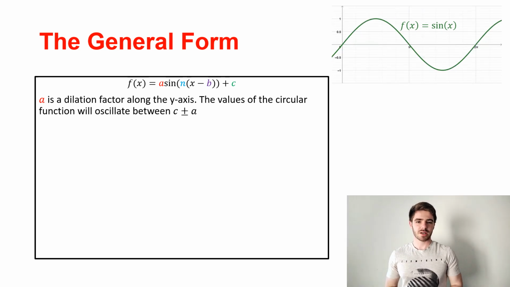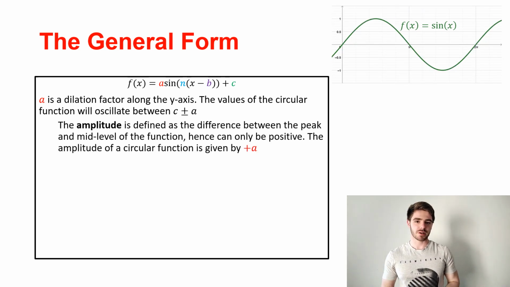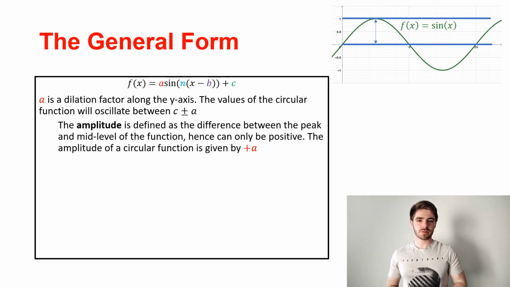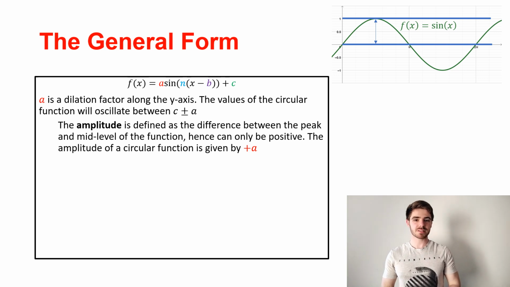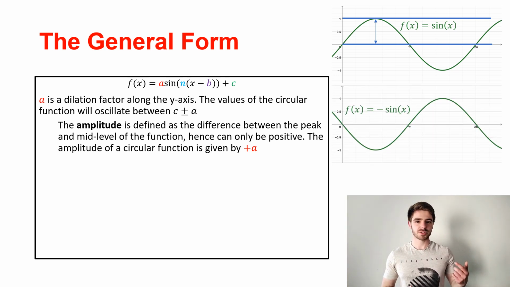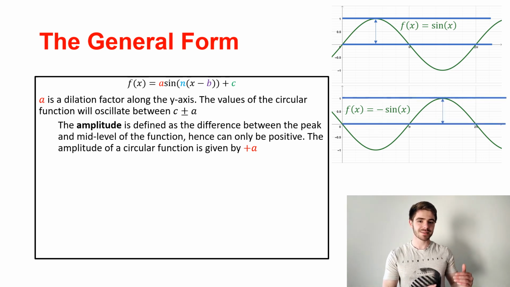This term serves another purpose. It is also used in calculating the amplitude of a circular function. The amplitude is the distance between the mid-level of a circular function and its peak. By this definition, the amplitude must always be positive a, even if there's a minus sign applied to the term. This is because when you apply a minus sign to the circular function, all it does is flip the graph. The distance between the mid-level and the peak is still the same, still positive a.